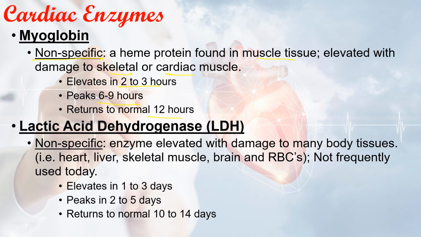Next one is LDH, that is lactic acid dehydrogenase. This is also a non-specific cardiac marker. This enzyme is elevated with damage to many body tissues. Examples: heart, liver, skeletal muscle, brain and RBCs. It is not frequently used today because it is not a reliable marker to rule out cardiac disease. Regarding the time period, it elevates in 1 to 3 days, peaks in 2 to 5 days and returns to normal in 10 to 14 days.